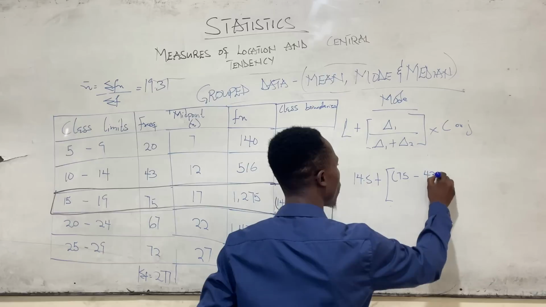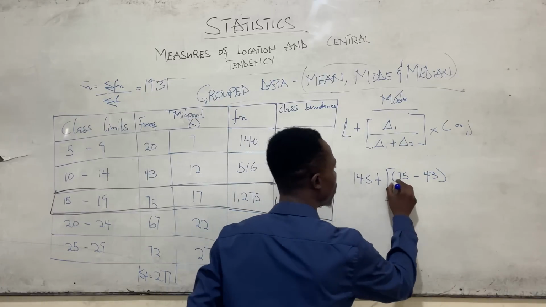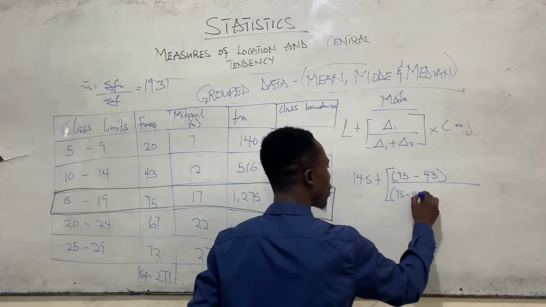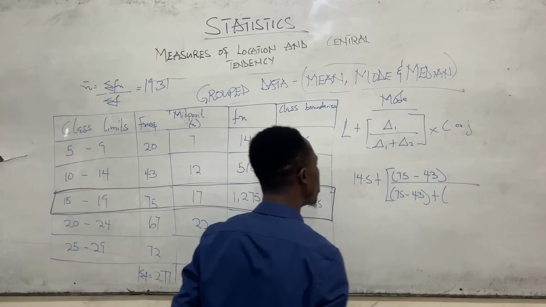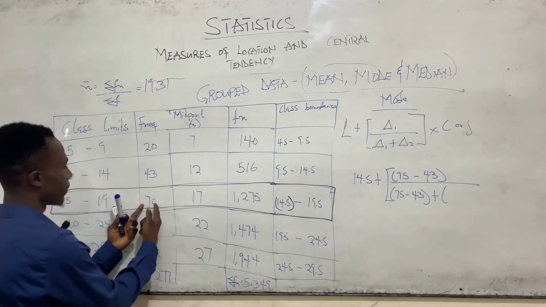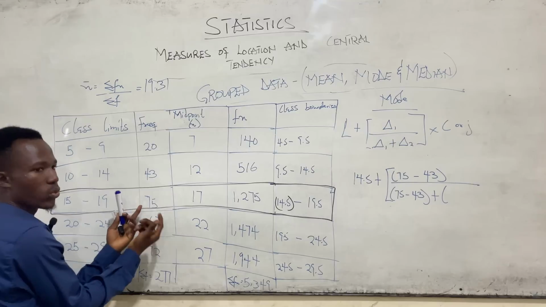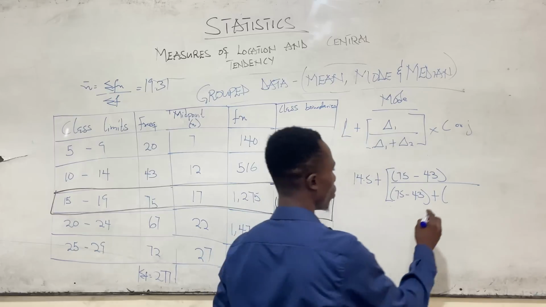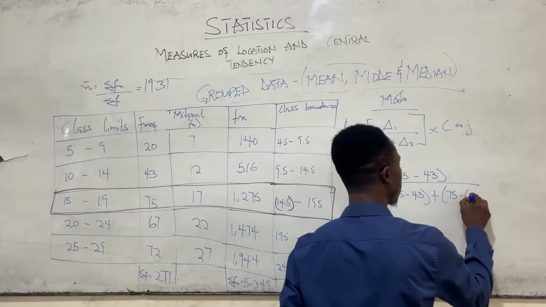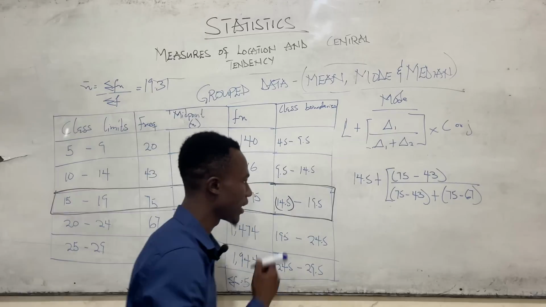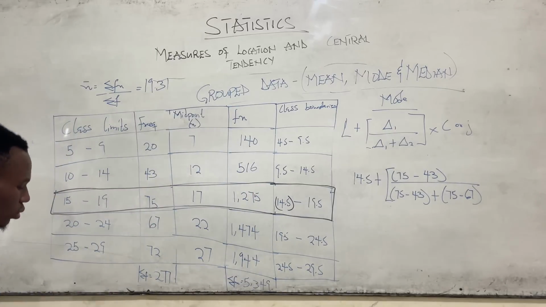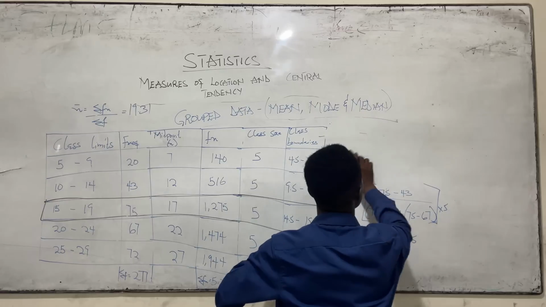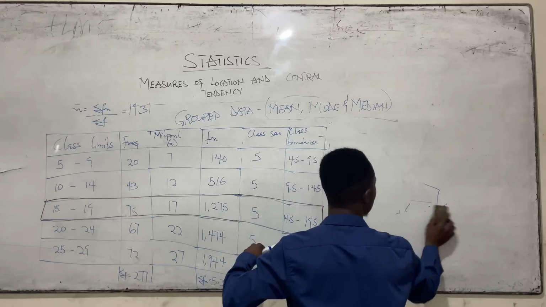43. So this is the change 1, divided by the same change 1, 75 minus 43, plus change 2. We said change 2 is what? The delta 2 or change 2 is 75 minus what? 67, right? So we have 75 minus 67. Yes, that is it. That is delta 2. Okay, so let's also look at the median, how to calculate the median of grouped data.